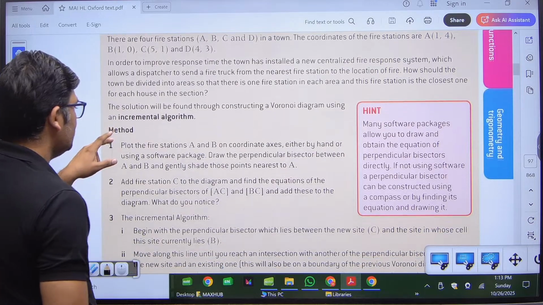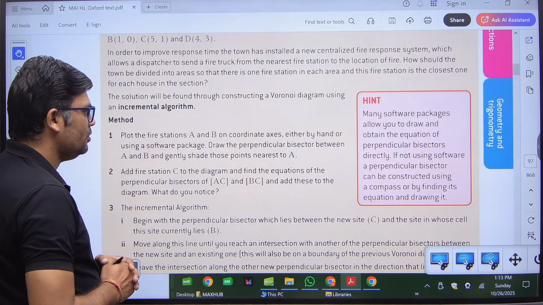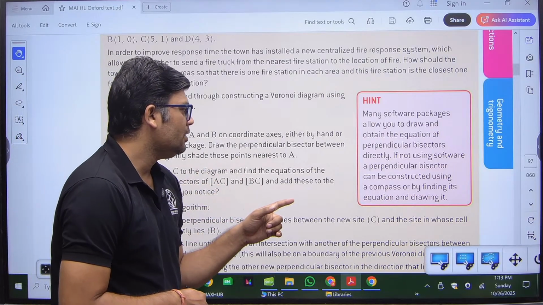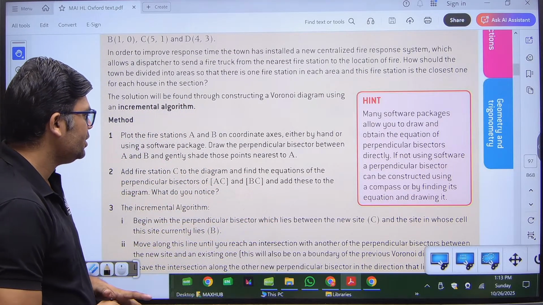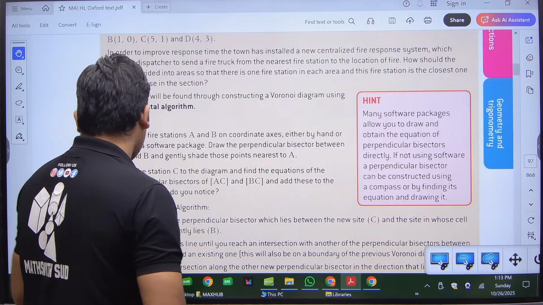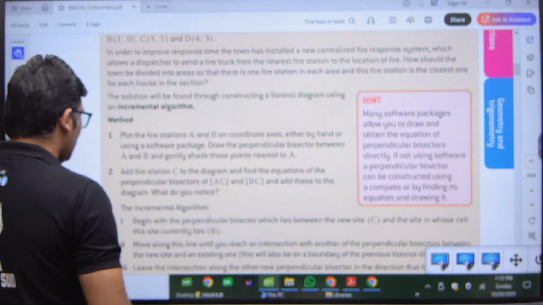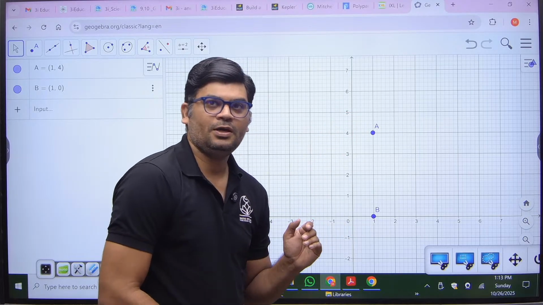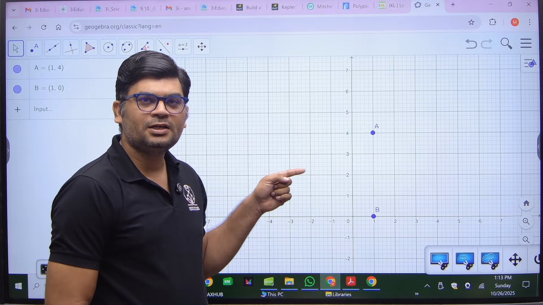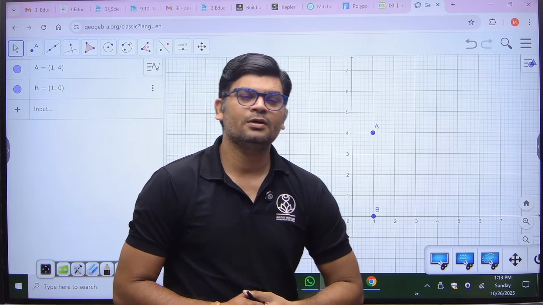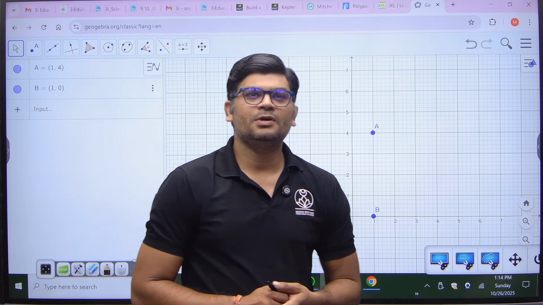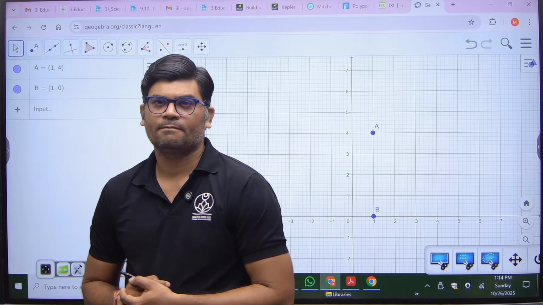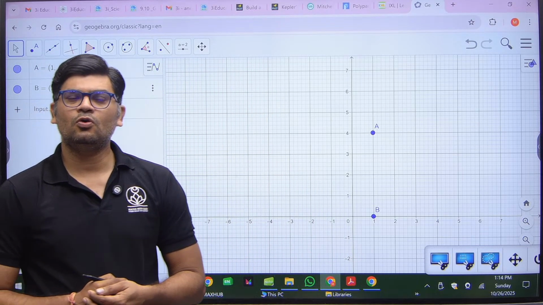Okay. So plot the fire stations A and B on the coordinate axis either by hand or using the software package. Draw the perpendicular bisector between A and B and gently shade those points near to A. So if you want to write the perpendicular bisector equation between A and B, the perpendicular bisector will pass through the midpoint of A and B. So what is the midpoint of A and B? Can you tell me?